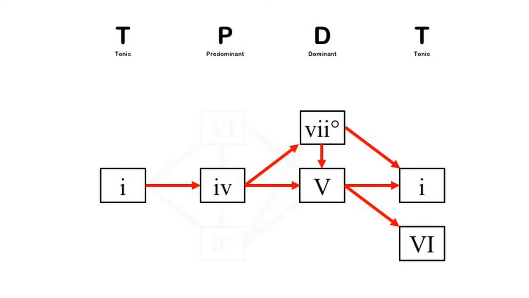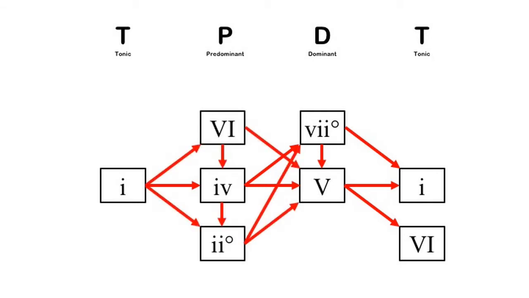The substitutions in the predominant area are likewise identical to the ones in the major mode. We can include the 6 chord, the submediant triad, and the 2 chord, the supertonic triad, which in this case, in the minor mode, is a diminished triad. Just as we can in the major mode, we can move through each harmonic area as long as we're moving down by third rather than up by third.